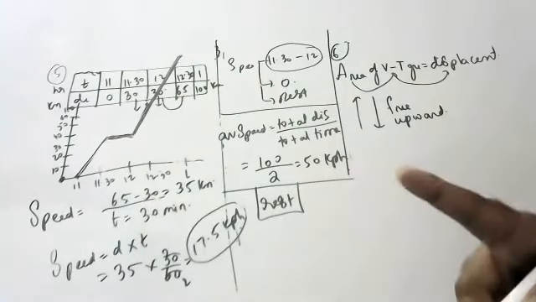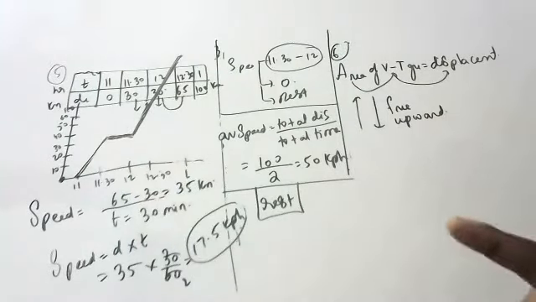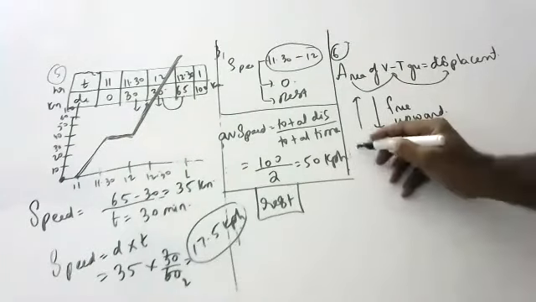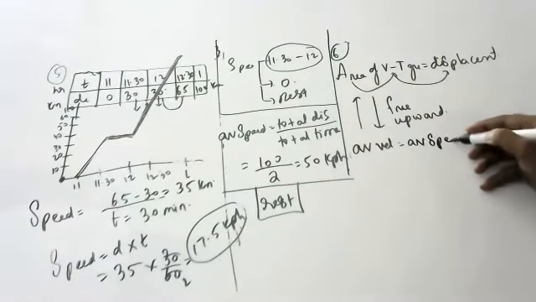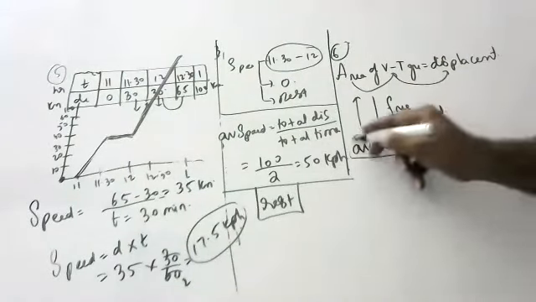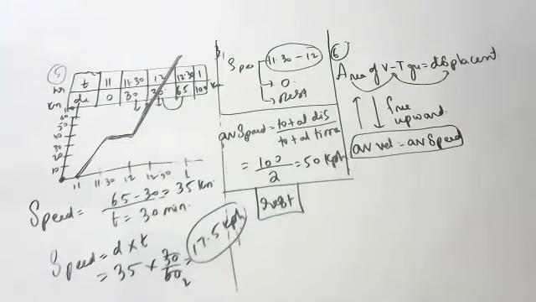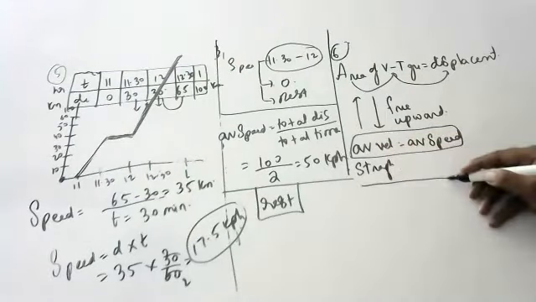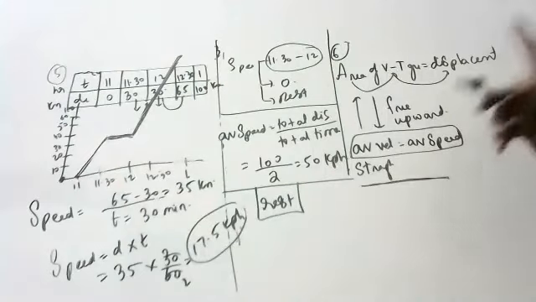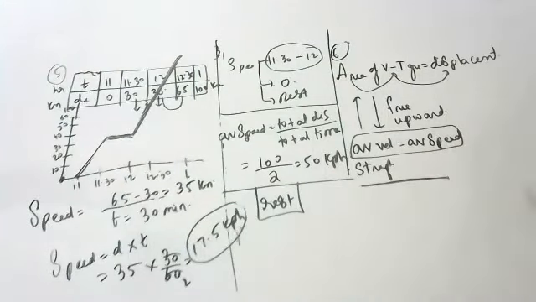Next, under what condition is the magnitude of average velocity of an object equal to its average speed? When will the average velocity and average speed be equal? Yes, sir, when there is linear motion. Very good. In straight line motion, distance and displacement are equal. So in straight line motion, average velocity and average speed are the same.